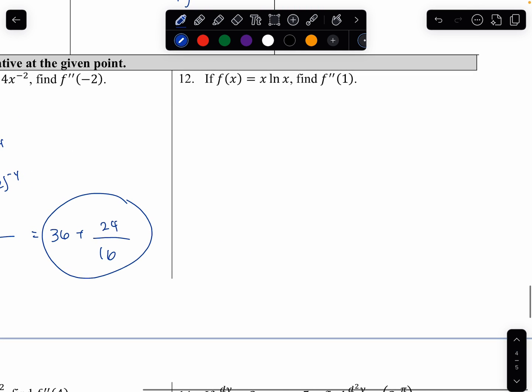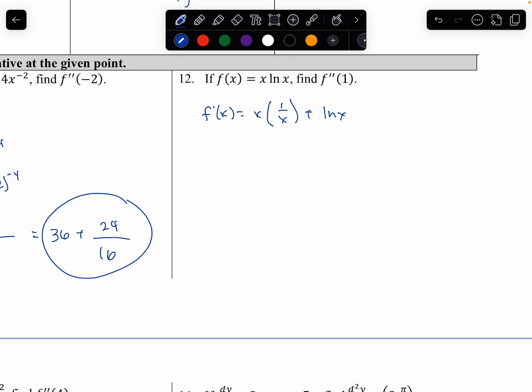For 12, for the first derivative, we'll have to use the product rule. That's going to be the first times the derivative of the second, plus the derivative of the first, which is 1, times the second. So that is going to be equal to 1 plus the natural log of x. For the second derivative, the derivative of 1 is 0, and then the derivative of the natural log of x is 1 over x. So f double prime of 1 is going to be equal to 1.